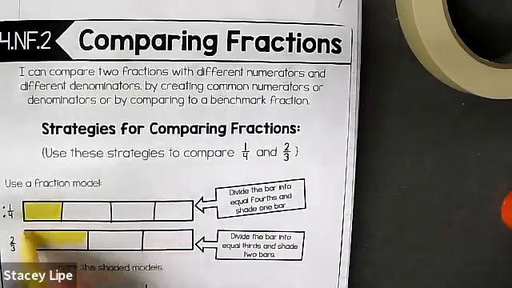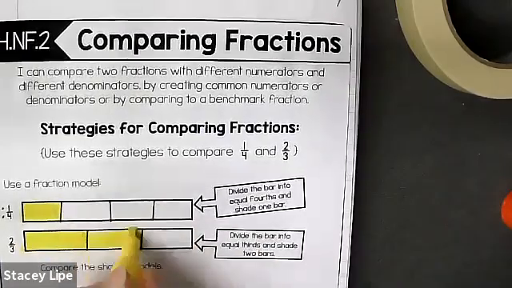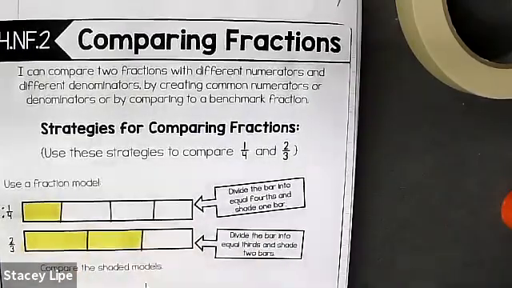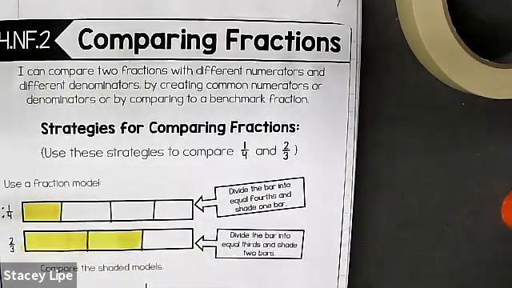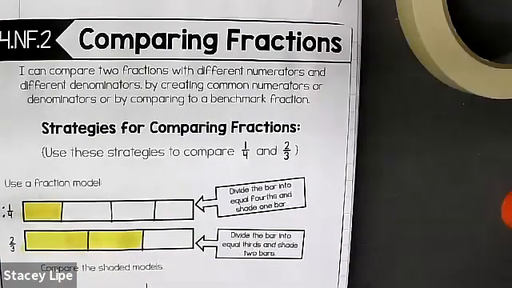Now we're going to shade 2 of those. We're going to shade one here, and we're going to shade one here. And now we're going to compare the two. All right. Which one of these is larger? 2/3 is larger than 1/4. All right. So 2/3 is larger than 1/4.